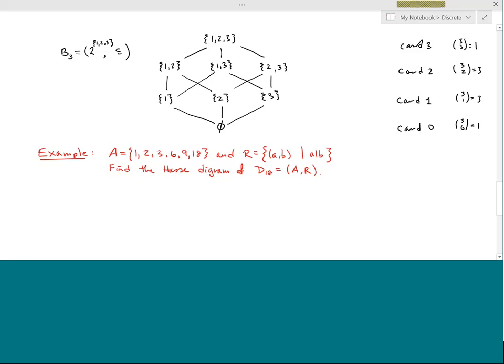So 18 is a factor of itself. The positive factors of 18 are 1 and 18, 2 and 9, and 3 and 6. Are there other factors of 18? Yes, but they're negative. So same numbers except negative.